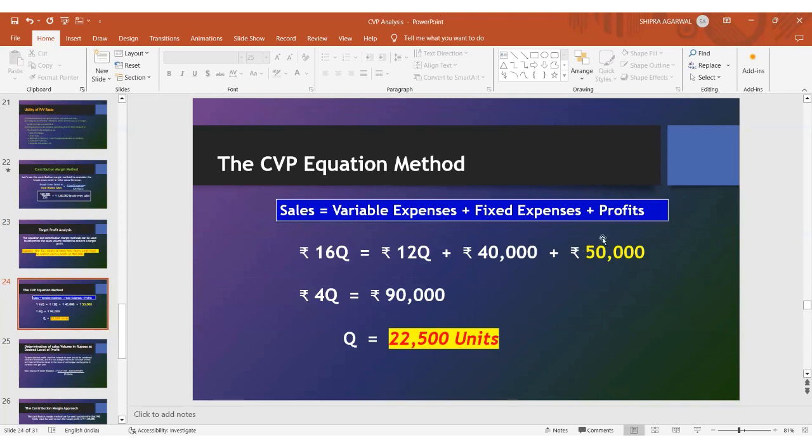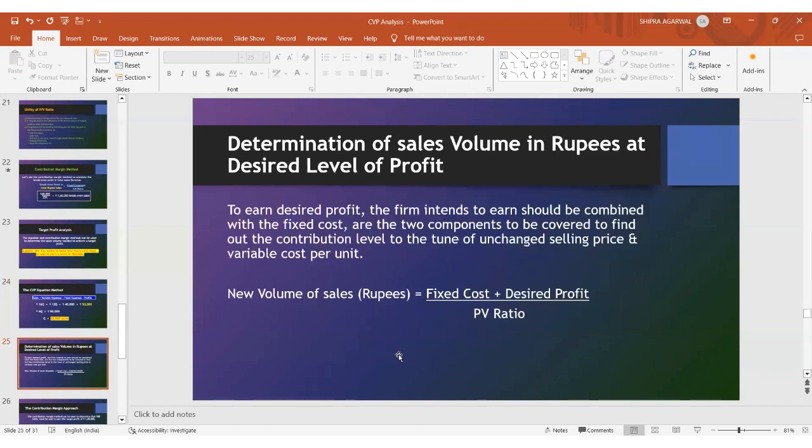Now, my profit is 50,000 because that's my target profit. I can't say my profit has to be zero. So, when I solve this equation, I get the value of Q as 22,500 units. So that means to earn a target profit of 50,000, I need to sell 22,500 units, right? So I can derive this formula as follows.